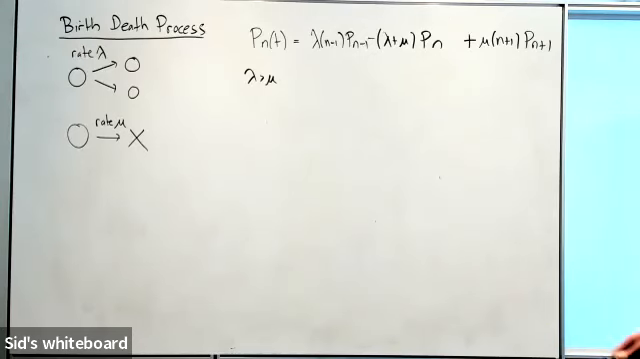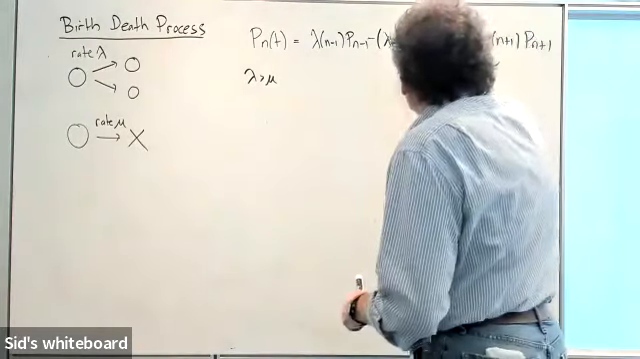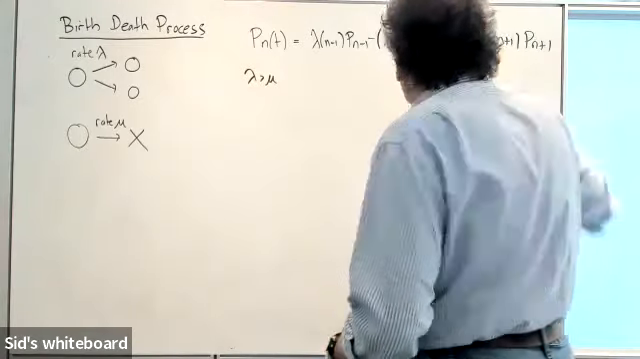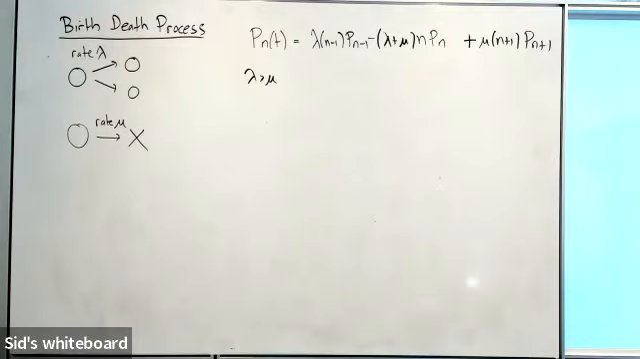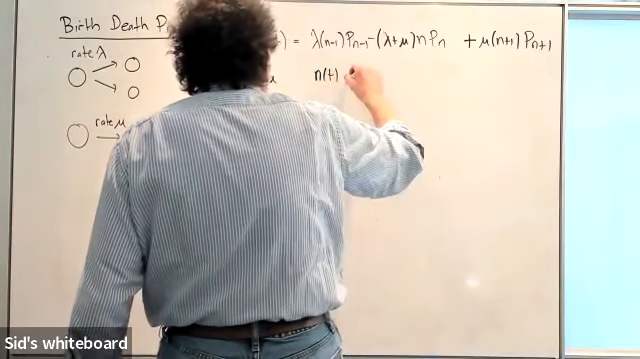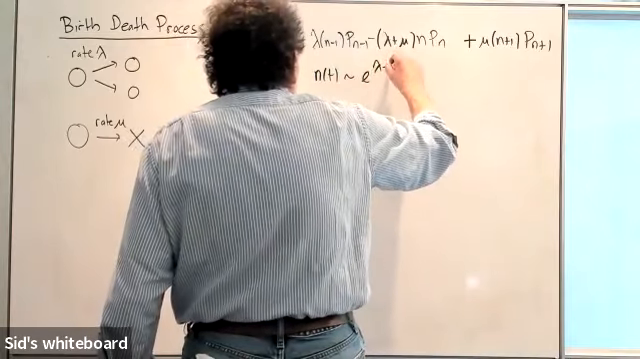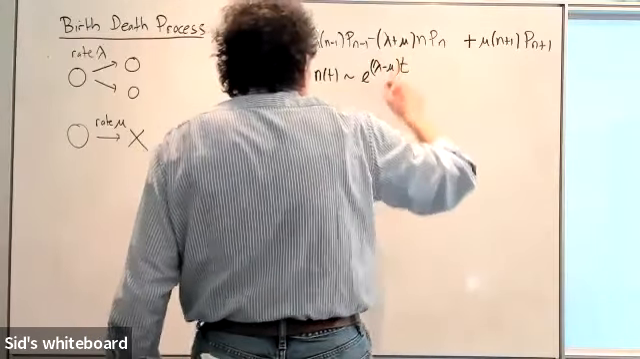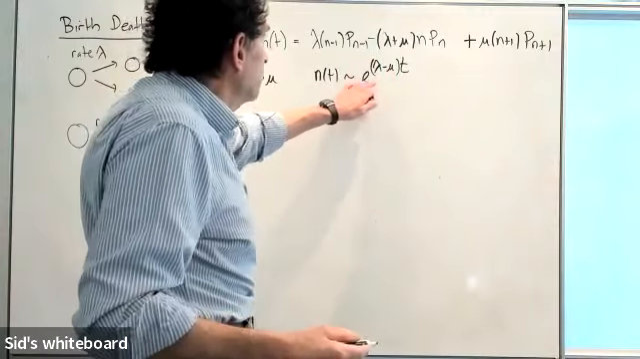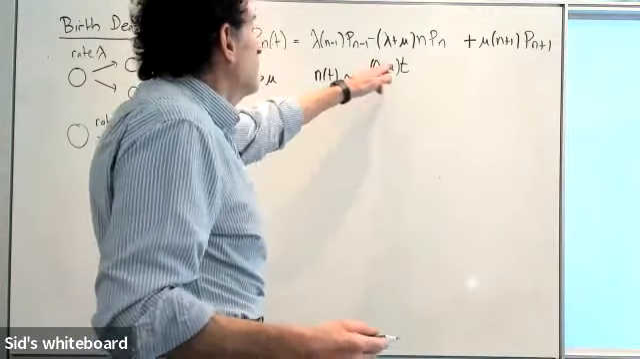Yes, I think we missed a factor of n in the minus term. Oh, yes. Thank you very much. Yes, n. Thank you. When lambda is bigger than mu, we're going to find that n of t goes as e to the lambda minus mu t. If birth is winning out over death, then there's an overall growth rate that is the net birth rate.